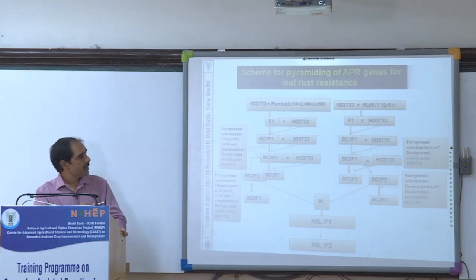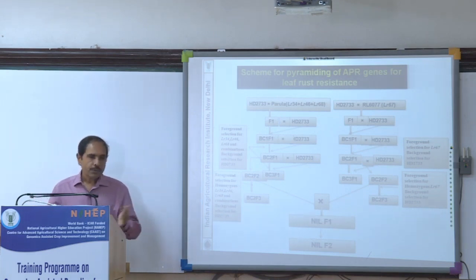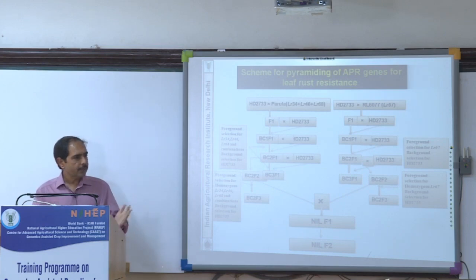Then there's another APR gene, LR67. This is the donor line, and the same approach was used that I explained to you: foreground selection, background selection, almost the same scheme. So here it is more important that we can select. Now we got individual lines with LR34, lines with LR46, lines with LR68, and a line with LR67. Now we want to see what is the effect of a single gene, what is the effect of two genes if you combine them together, and if you put together three genes, what is the effect? What is the additivity? To what extent does resistance increase? Because Parula has three genes and it is almost near to immunity. Very hardly any disease is there.